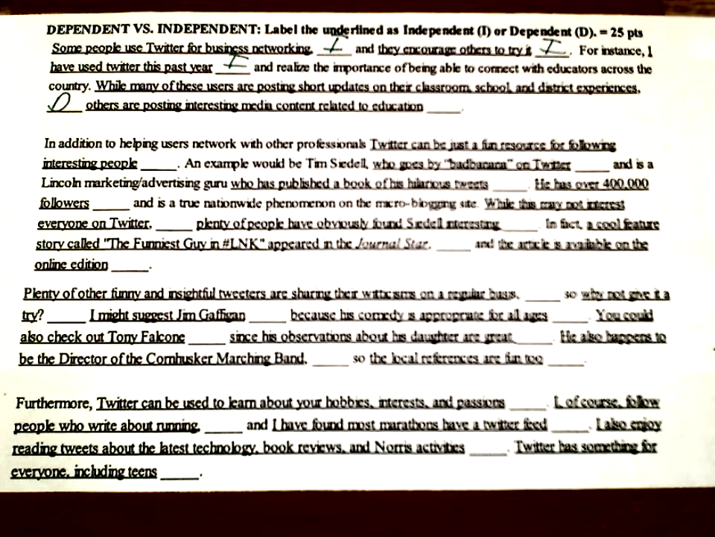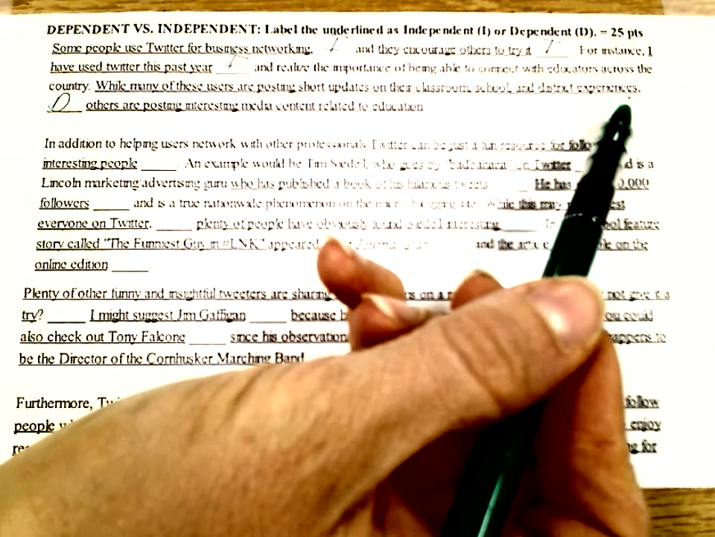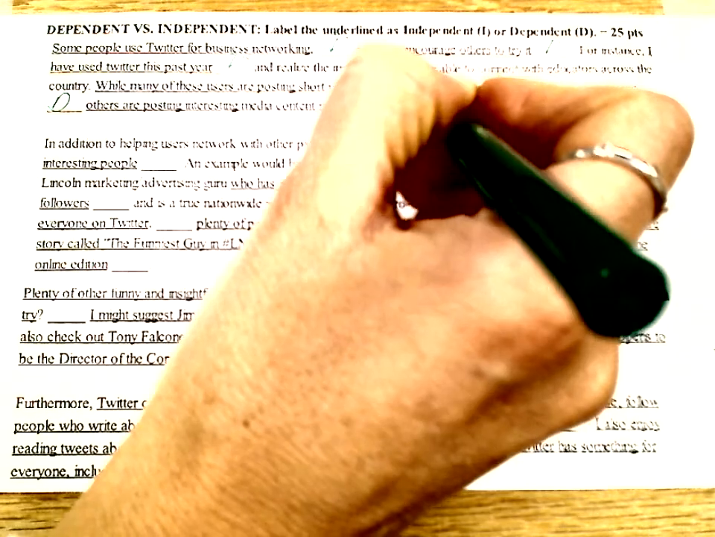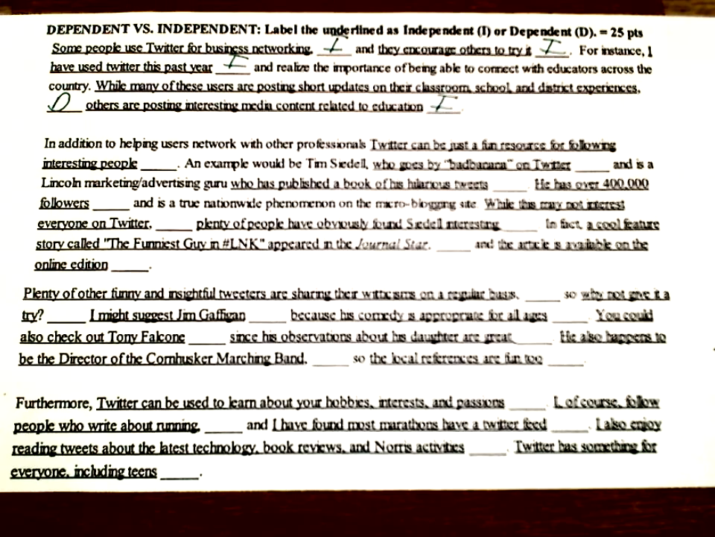The next one says, others, meaning other people, others are posting interesting media content related to education. Okay, that could stand alone. Others are posting. That in and of itself is a complete thought. And if you knew that commas are used with introductory dependent clauses, then you would have known that that could stand alone. But we'll get to that second quarter. The next paragraph is, Twitter can be just a fun resource for following interesting people. That's a complete thought.